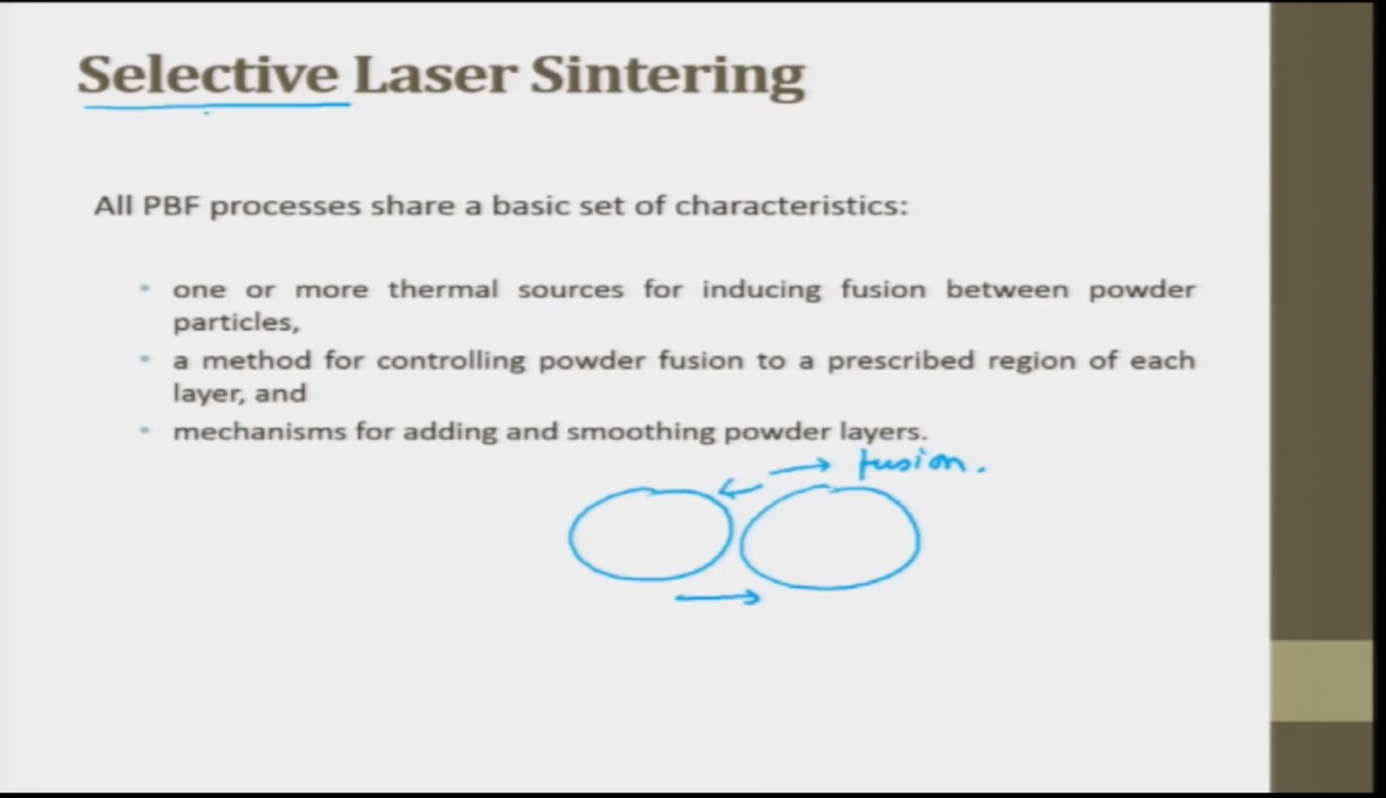It is very clear from the name itself, we selectively sinter using a heat source called laser. So why laser? Laser is more focused, so I can easily have selective sintering by using laser. So that is why the process is called selective laser sintering process, which is part of the powder bed fusion process.